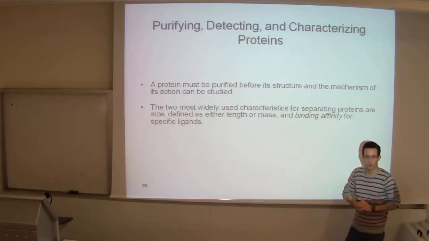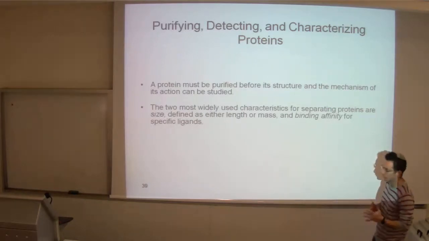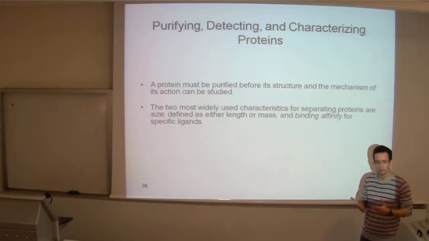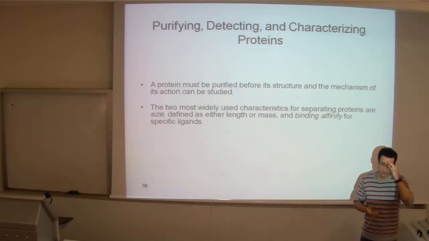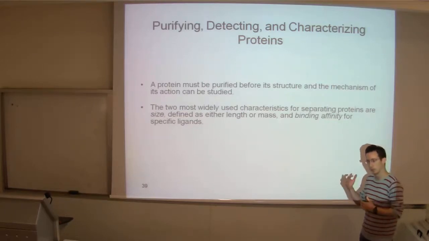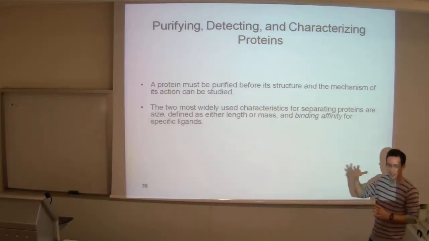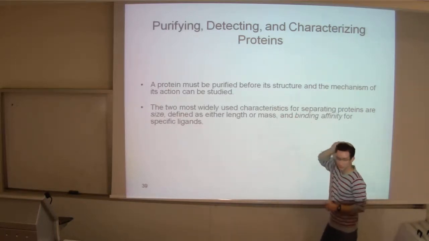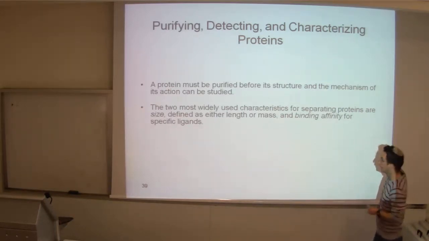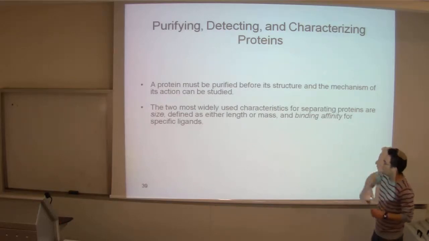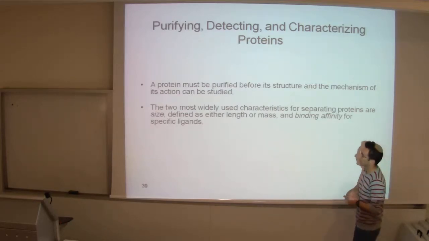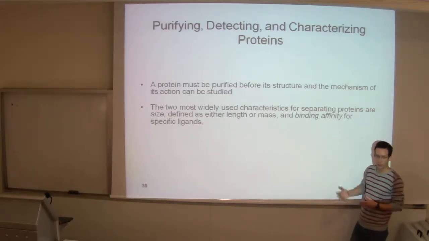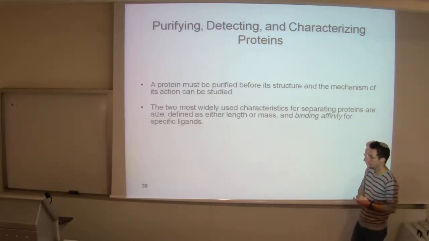And you can separate or enrich or purify proteins based on any one of their many features. Because each protein has its own pI, its own activity, its own ligands that it can bind, and so on. And the two most widely used characteristics or features on which researchers usually separate proteins are size and binding affinity, or recognition of other molecules, ligands.